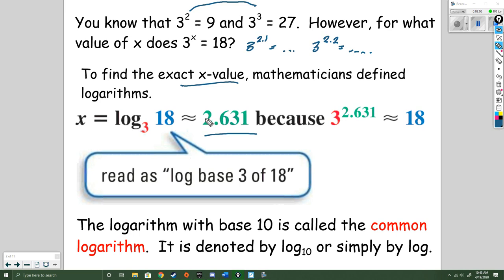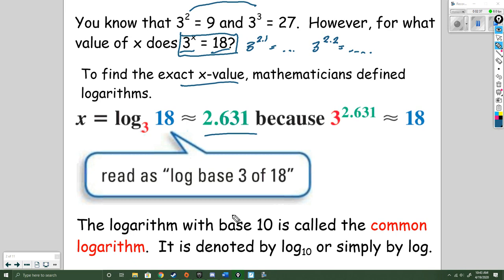So to find that exact answer, we would take log, what's called base 3, of 18. This is where we're getting our 3 and 18, and we'll go over how we could rewrite this in logarithmic form. That gives us 3 to the 2.631 is about 18. We're just rounding to the nearest thousandth there. So this is how we could solve that original question, 3 to what power equals 18. We would use a logarithm.